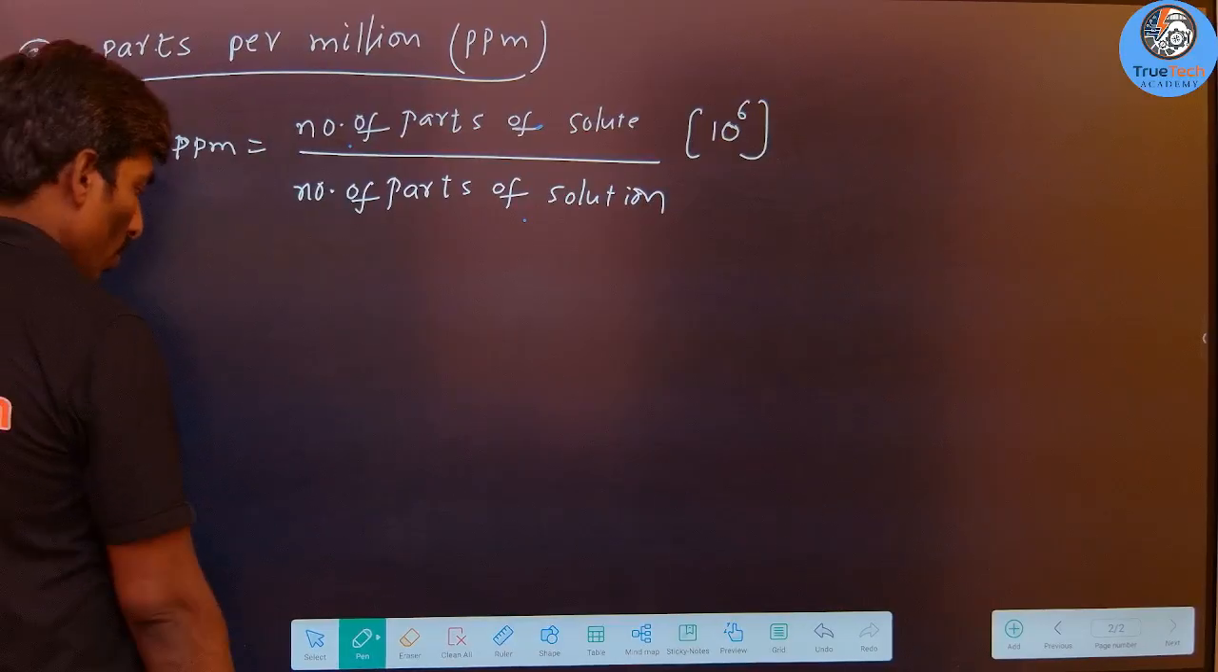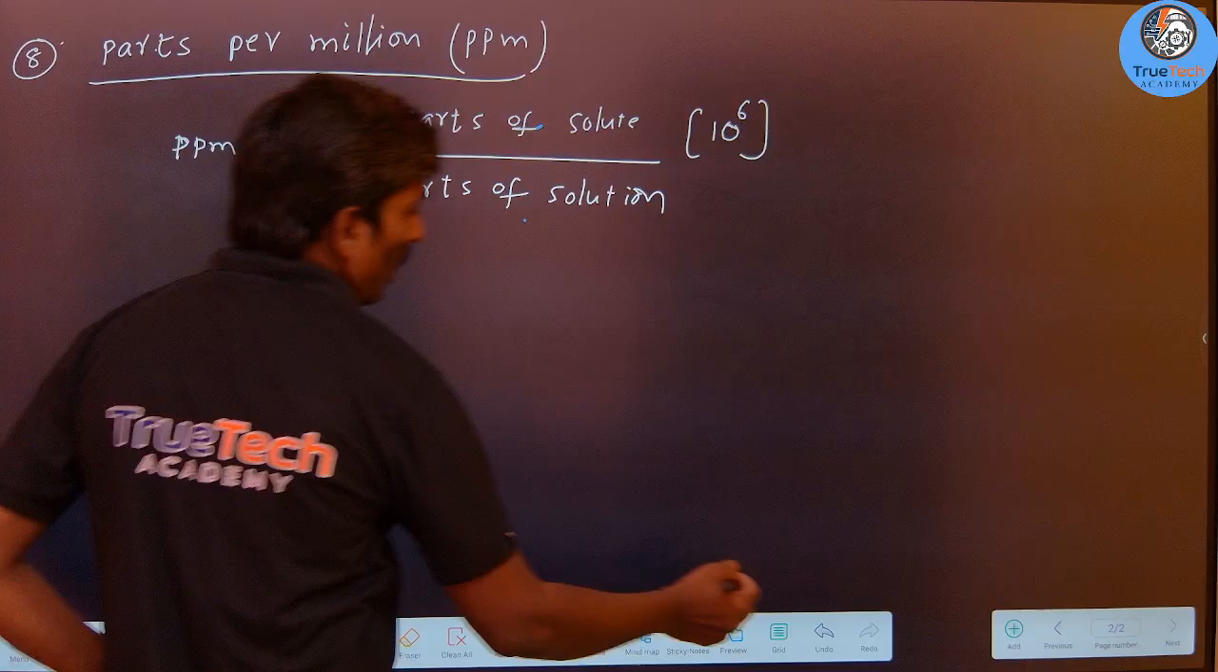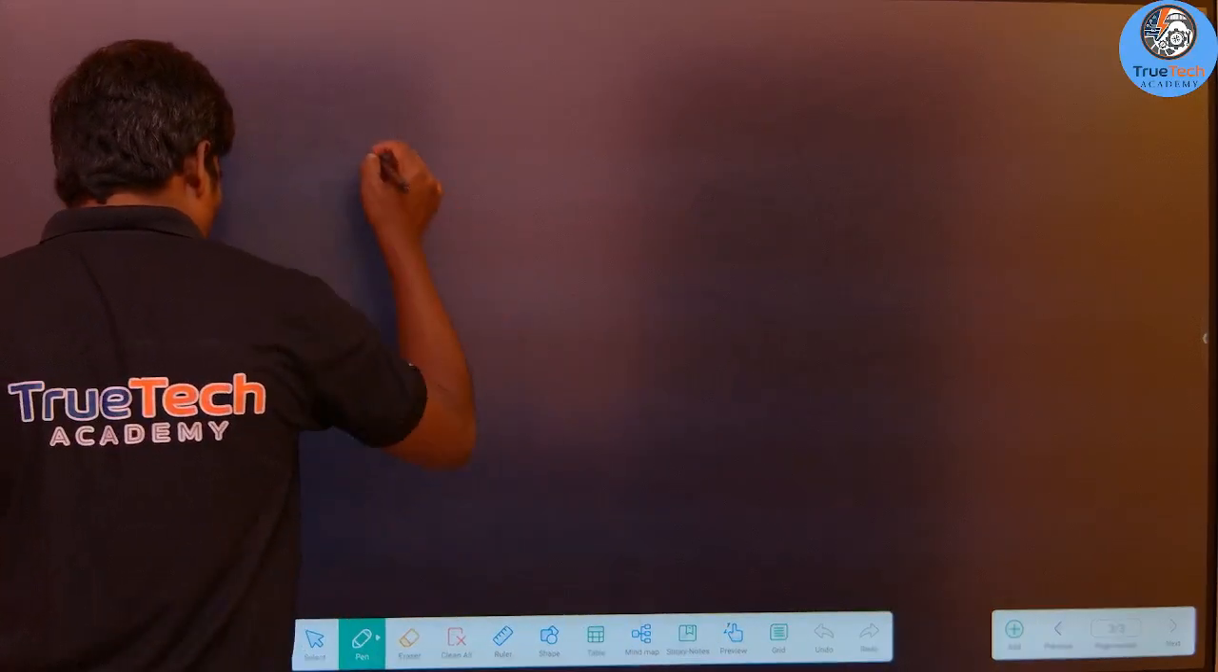So next we will go to another topic, the concentration term molarity.